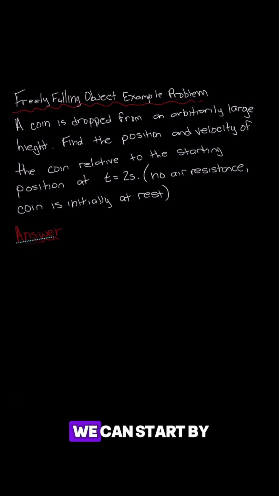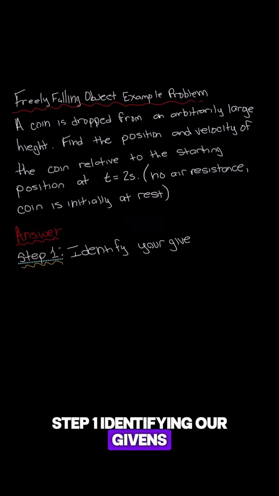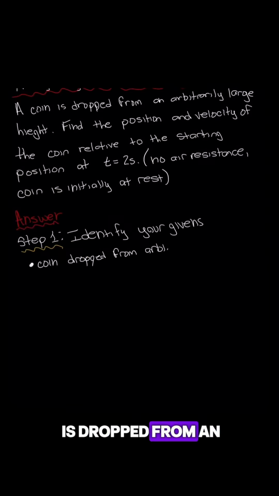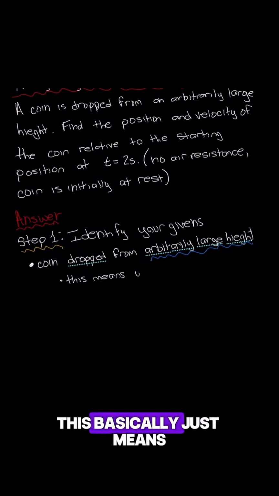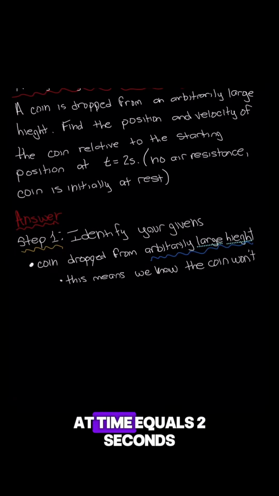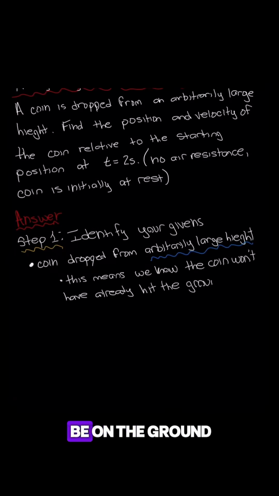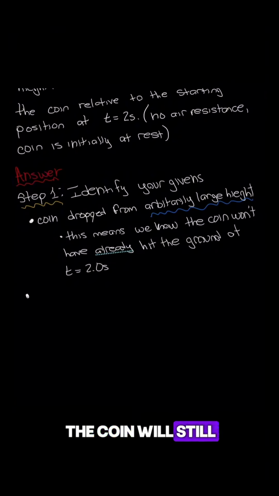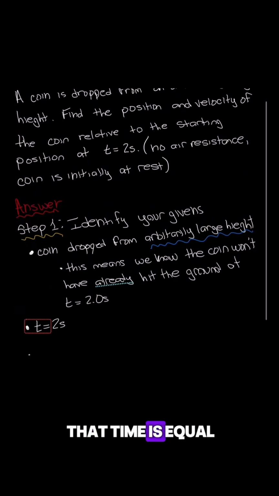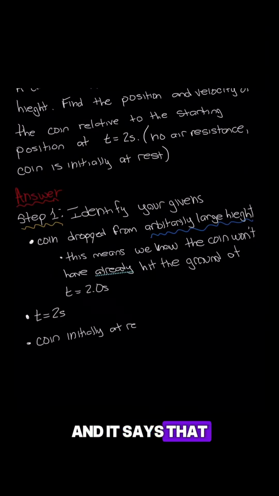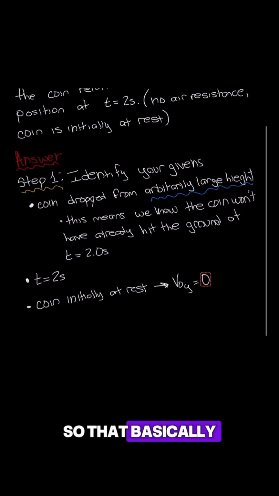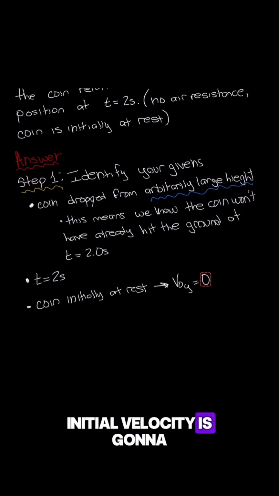So for the answer, we can start with step 1, identifying our givens. In the question, it says the coin is dropped from an arbitrarily large height. This basically just means that at time equals 2 seconds, the coin will not be on the ground. So we'll know that the coin will still be in the air. Also, it gives us that time is equal to 2 seconds, and it says that the coin is initially at rest. So that basically just means that the initial velocity is going to be equal to 0.